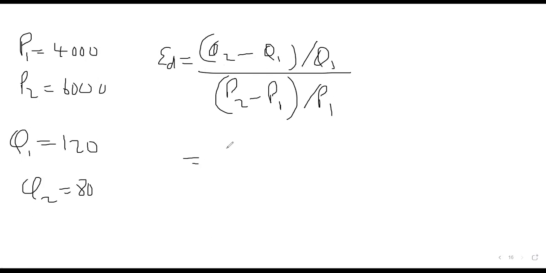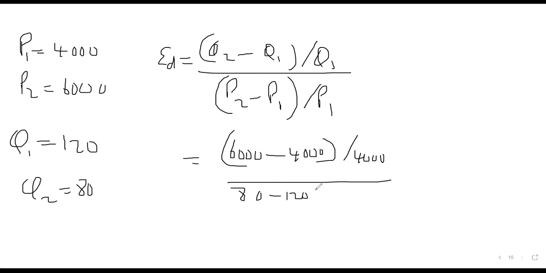So here we're going to simply say 6,000 minus 4,000 over what? 4,000, divided by 80 minus 120 over 120. So elasticity of demand, therefore, will be calculated to be -0.66. Elasticity of demand is always negative because of the inverse relationship. So what is our comment in this case? Demand is inelastic. If it was more than one, it is elastic.